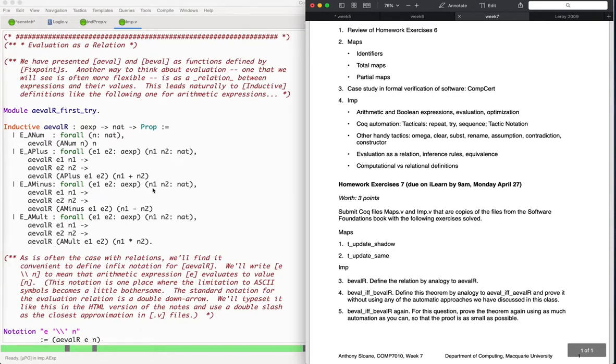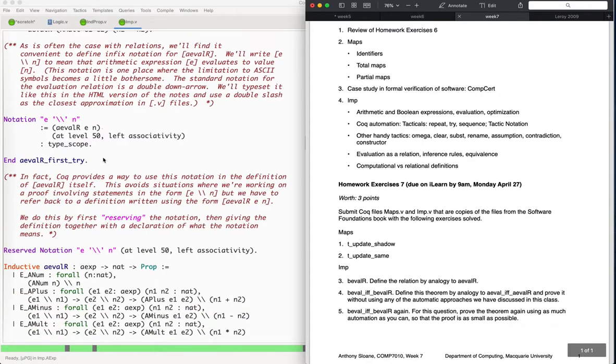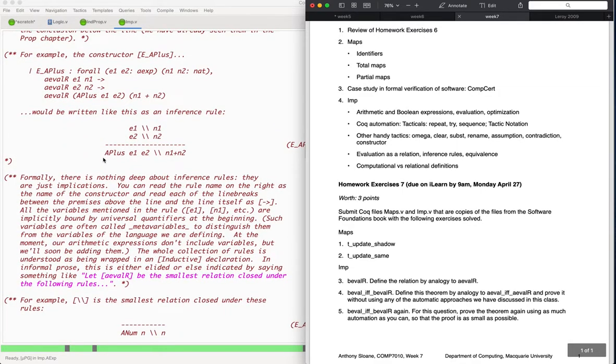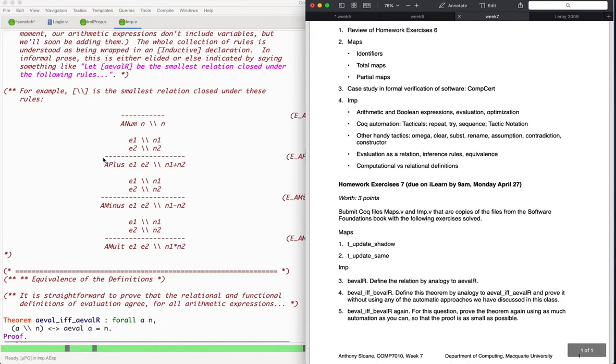Okay, so we'll finish this week's lectures with a bit of discussion of a different way of doing evaluation, particularly evaluation as a relation. I'm going to come back to this part, but I'll skip down to the inference rule version, just so we can see what we're doing.